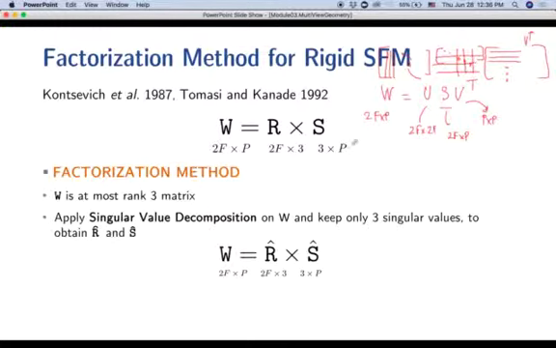So I can make an R hat which is a 2F by 3 U here. Well, okay, let me first say, I'll make a U prime, which is just the first 3 columns of U, which is 2F by 3. Okay, and I'll make a V prime, which is just the first 3 columns of V, or the first 3 rows of V transpose, which is P by 3 if I don't write the transpose, only the first 3 columns of V.